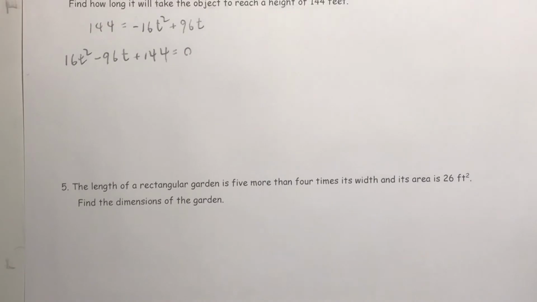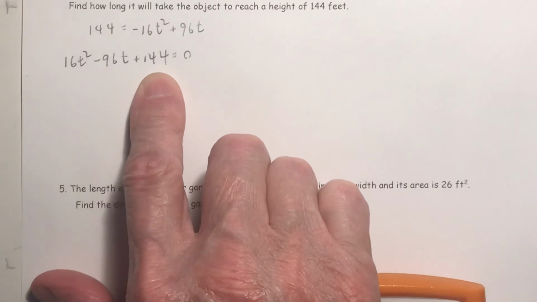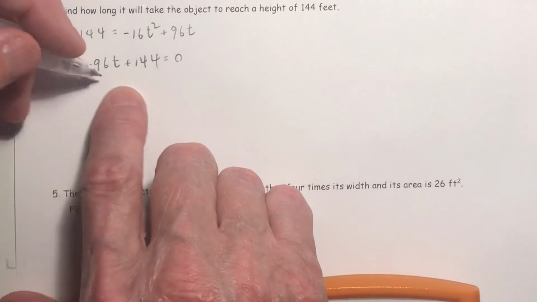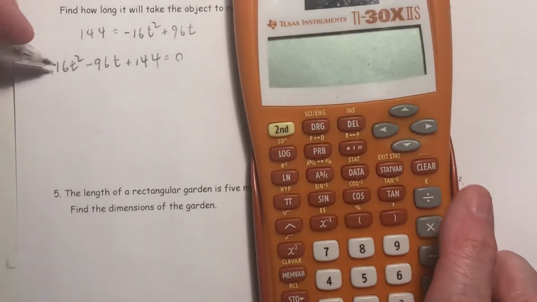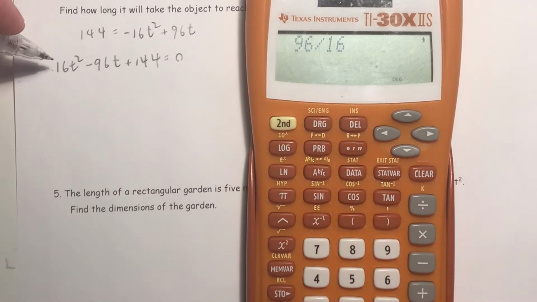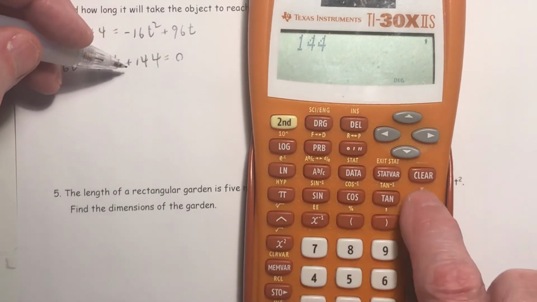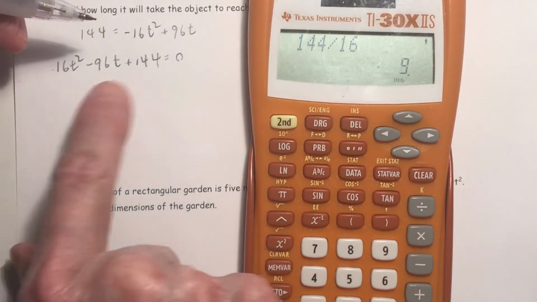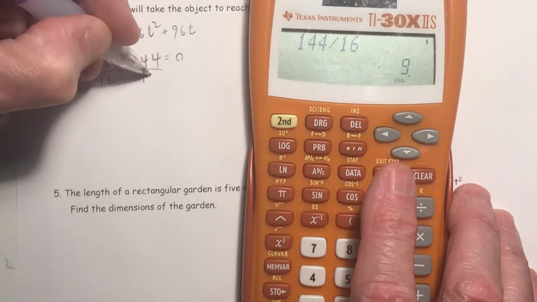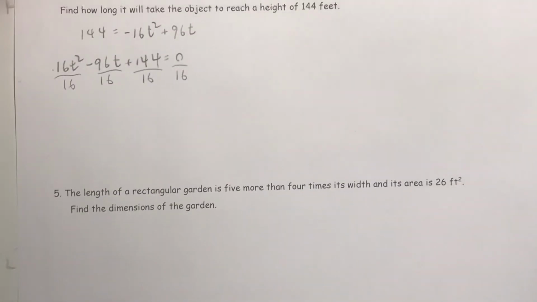Now, remember the other equation where we divided everything by 2? Do you notice you could divide everything here by 4? In fact, if you check with the calculator, we can divide this by 16. Can we divide 96 by 16? 96 divided by 16 is 6. 144 divided by 16 is 9. Everything can be divided by 16. Let's do that. We'll get smaller, easier to work with numbers. I'm just dividing both sides of the equation by 16.